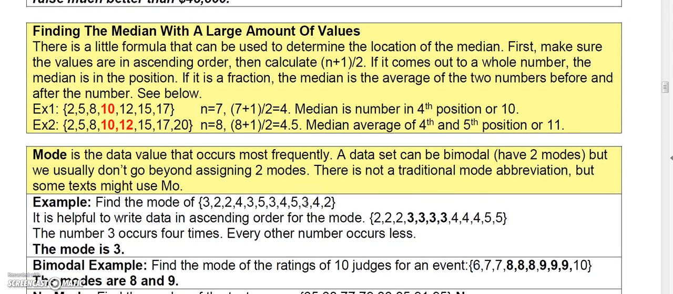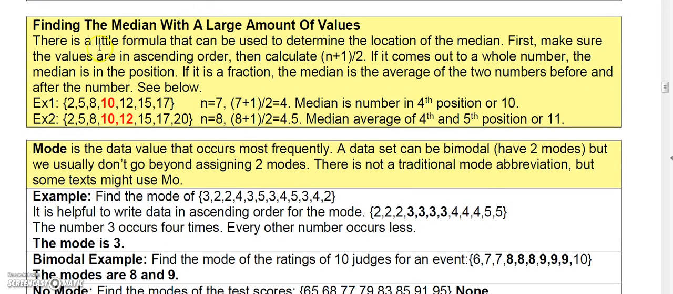Now, if you want to find the median with a large amount of values, then there is a formula that you can use. First, make sure the values are in ascending order, then calculate this number, n plus 1 divided by 2. If it's a whole number, then the median is in that position. If it's a fraction, then the median is the average of the 2 numbers before and after that position.